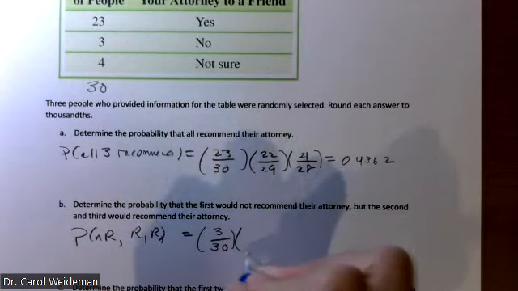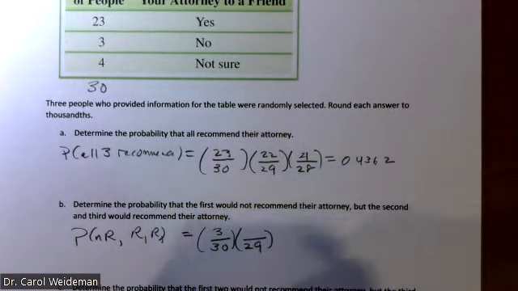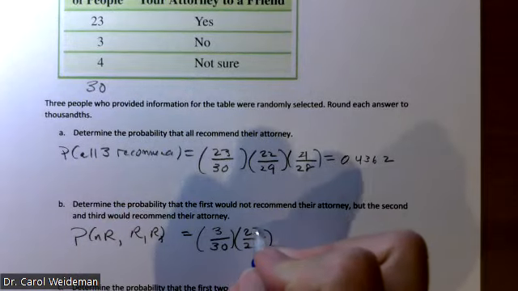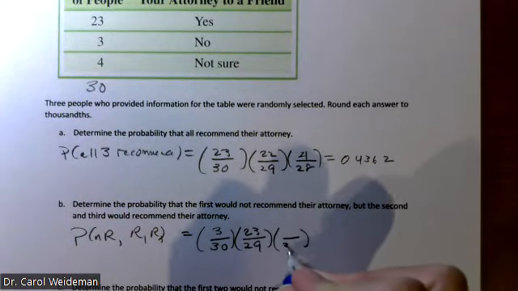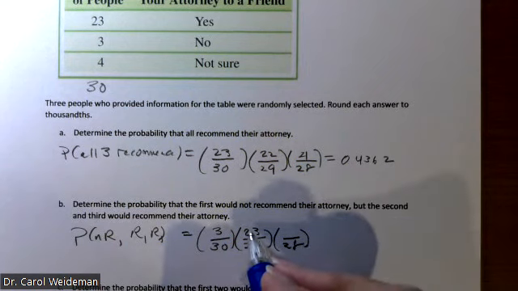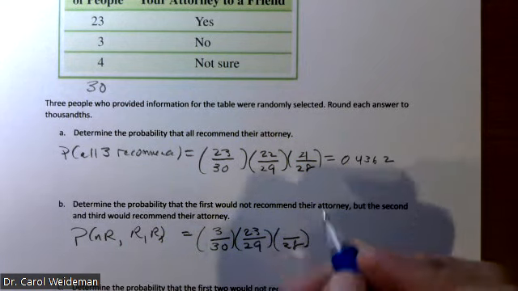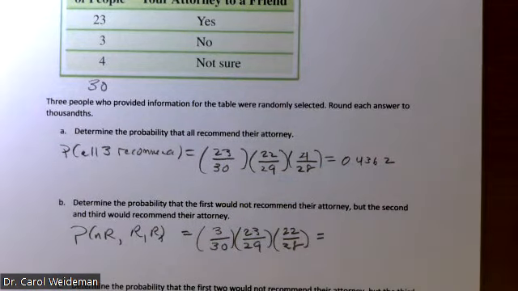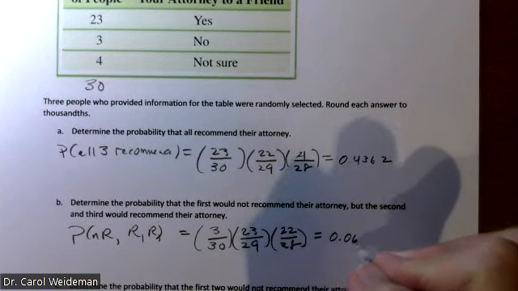And how many of those would not recommend? 3. All right, so on the second draw, we have 29 people left. All the people who would recommend are still there. So this is 23. And then on the third draw, we have 28 people to choose from, and we've already picked one of the ones that would recommend. So the numerator here drops down to 22. And if you go through and multiply that all out, you should get 0.6233.